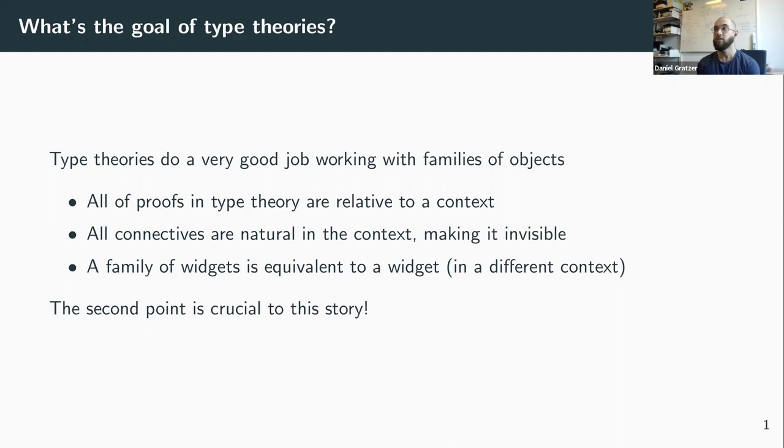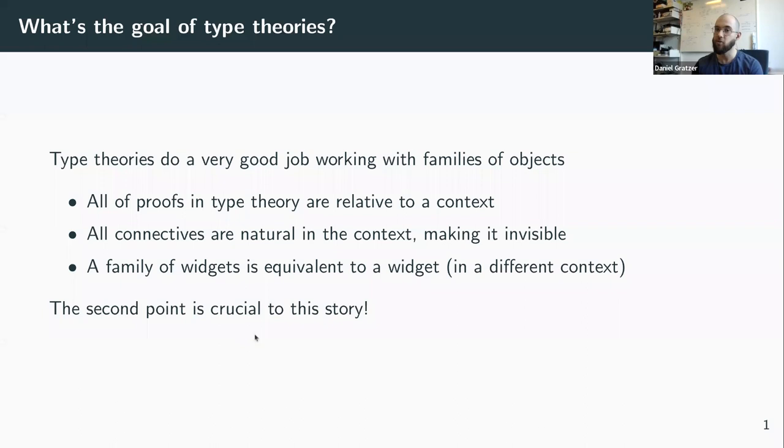And the thing that makes this actually hang together is the fact that every connective in type theory, everything you can write down, is suitably natural in the context. The substitutions will ripple through and they'll silently resolve themselves on variables without any intervention from you. And this is quite nice for working with families of objects, because it means that rather than working with a single widget versus a family of widgets, you can always just work with a single widget and change the context that you're working in.